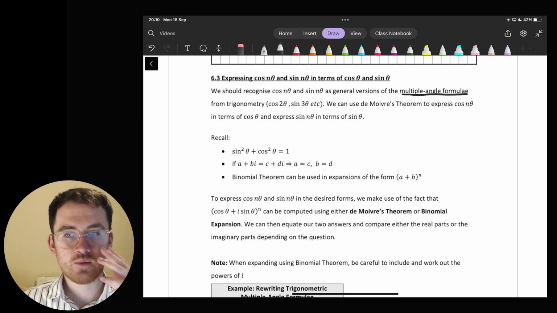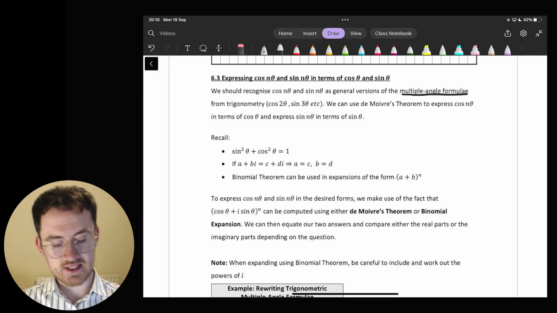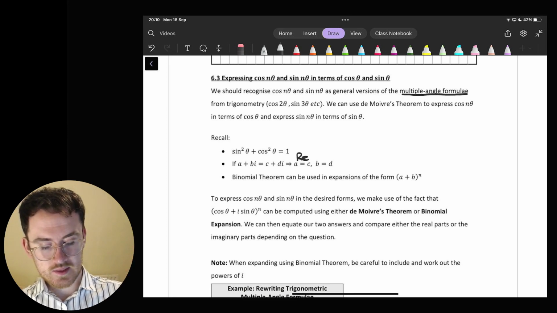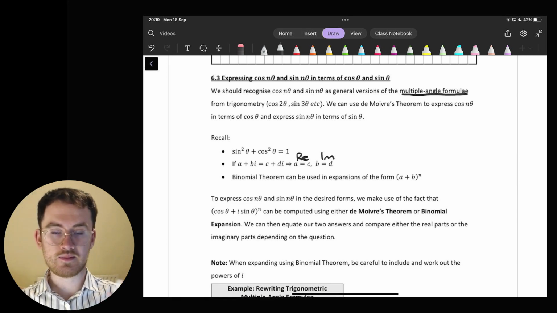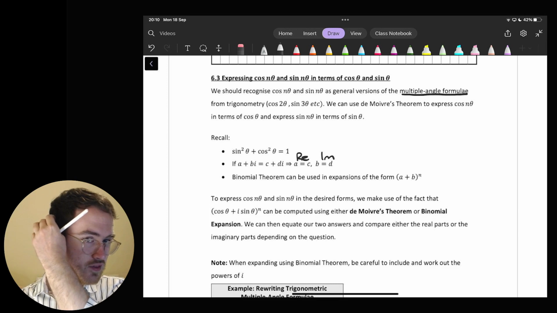And a lot of the time that will depend on the power and the value that we're looking at. Now, the three things I've said to remember: sine squared theta plus cosine squared theta is equal to 1. Again, that was one of our identities from trigonometry. It's in our log tables. The next thing is if we have a plus bi equals c plus di, then a must be equal to c and b must be equal to d. So that just means the real parts must be equal and the imaginary parts must be equal on either side of our equal sign. Just making sure that we're aware of those bits.